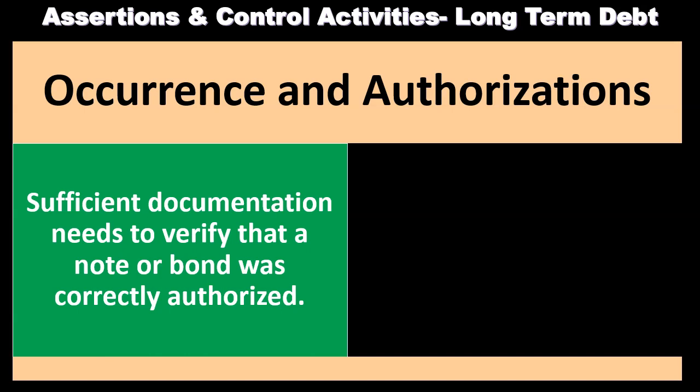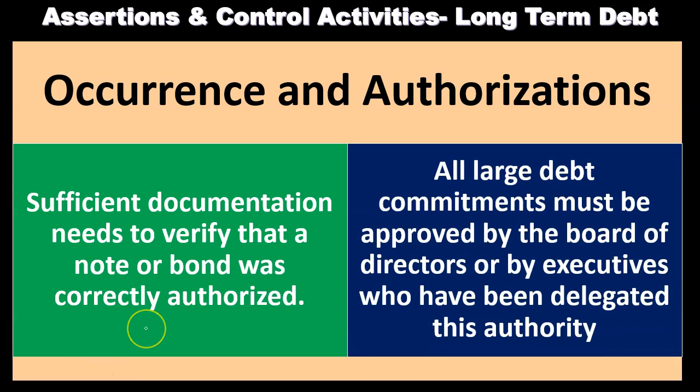So now we're going to think about the assertions and control activities related to long-term debt. So we have the assertions of occurrence and authorization. We want sufficient documentation to verify that the note or bond was correctly authorized. All large debt commitments must be approved by the board of directors or by executives who have been delegated this authority. So basically, we want to make sure that there has been the proper delegation of authority. These could be large dollar amounts, of course. We want to make sure that there has been authorization for them.